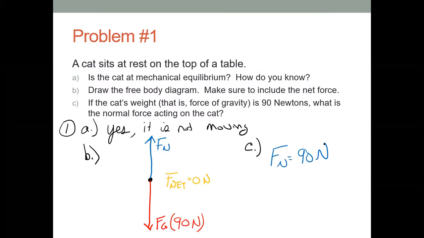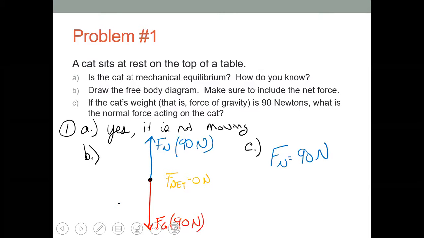So what did we learn here? We think about whether or not it's in mechanical equilibrium first. Then we look at the 6 types of forces that we put in our notes. We draw which of them act on it. That's what we did in the free body diagram here. And then we plug in any information we know in the diagram, and then we say, okay, if there's 90 newtons down, there also has to be 90 newtons up. And so that's how I solve that problem. All right. Any questions about this so far?